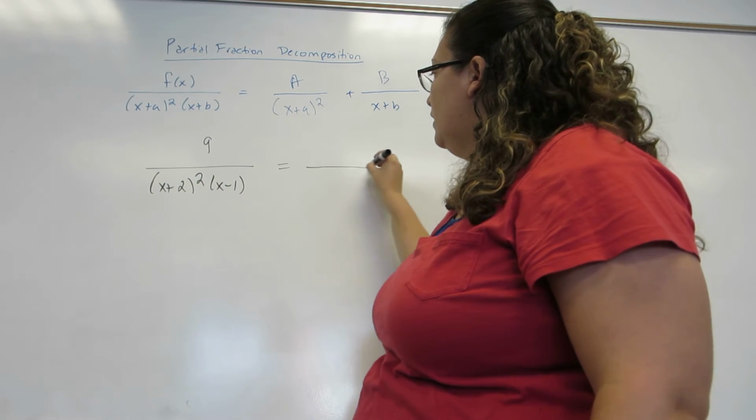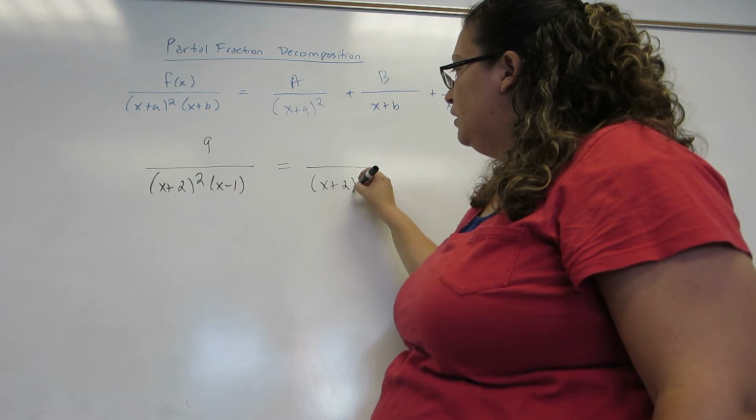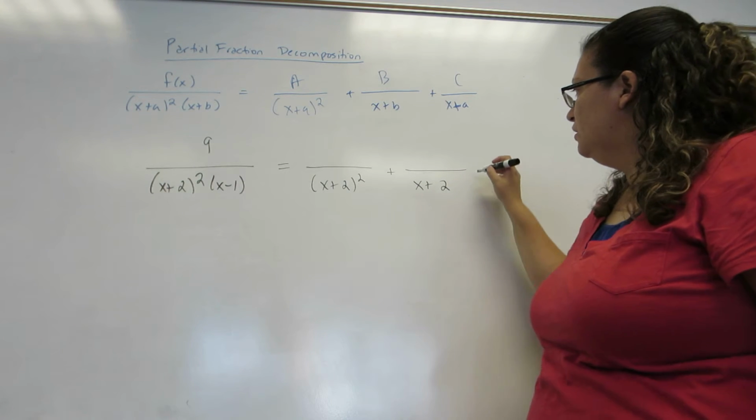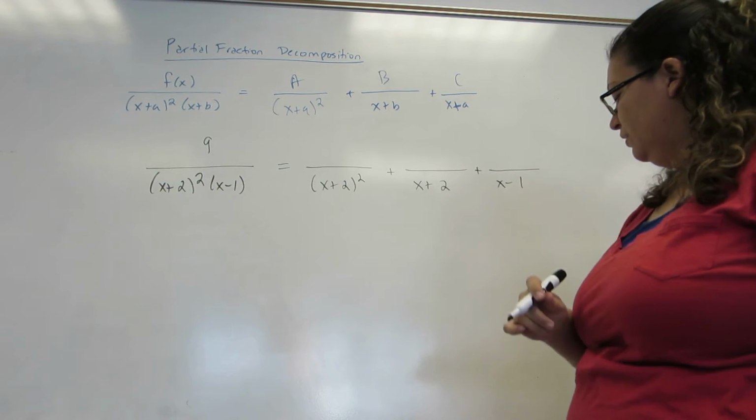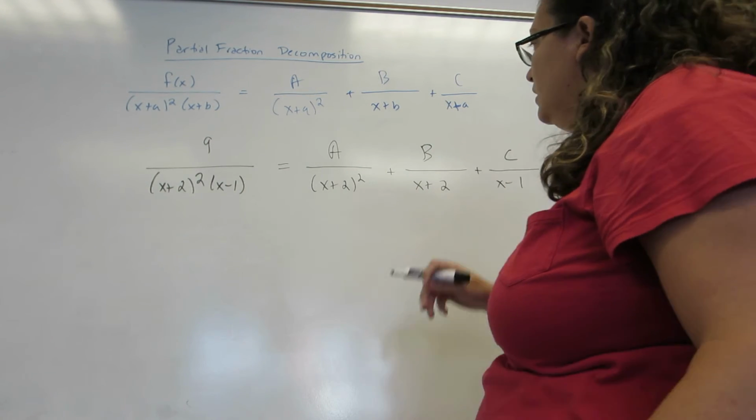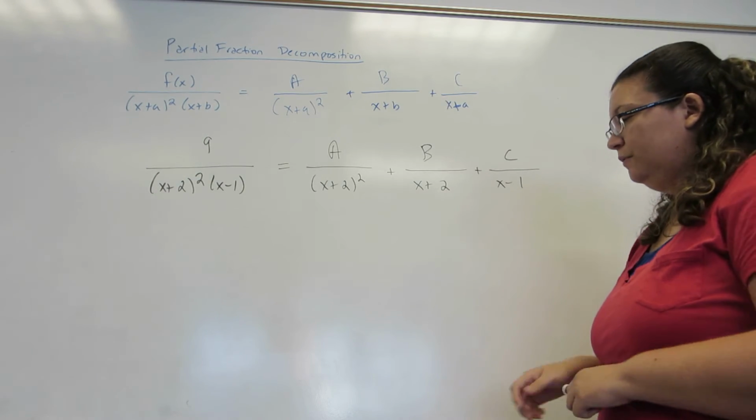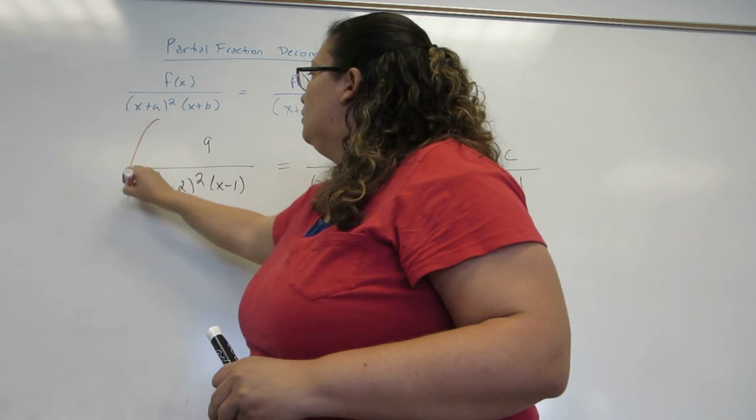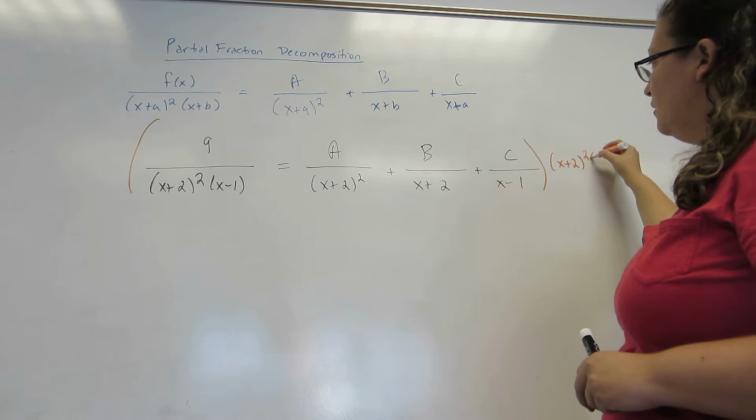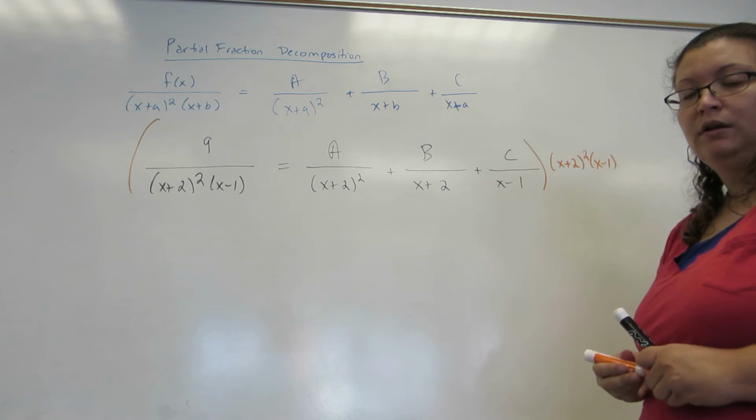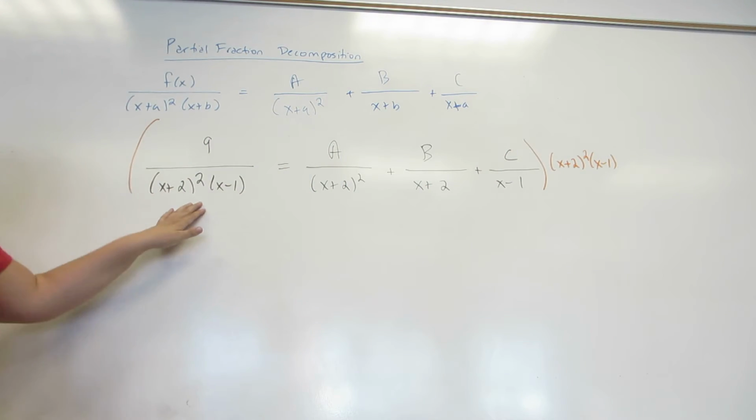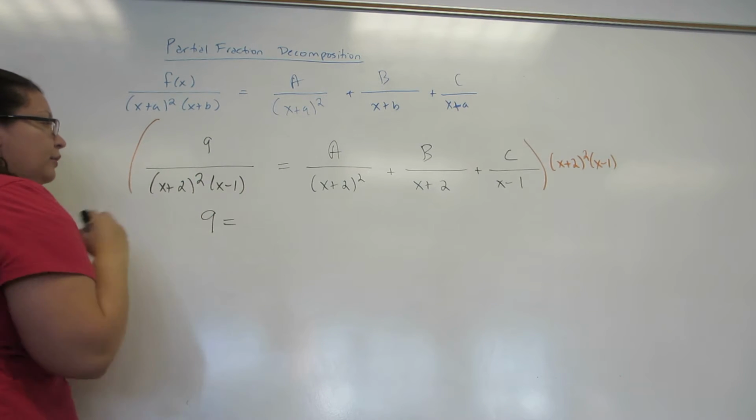Because of the squared term, I'm going to have one denominator with (x + 2)², one denominator with x + 2, and one denominator with x − 1. And all three of them are going to get a constant on top. Now, the next step is to clear the fractions by multiplying the entire thing by the denominator of the left-hand side. As will always happen, when I distribute this to the left-hand side, I'm just left with the numerator.